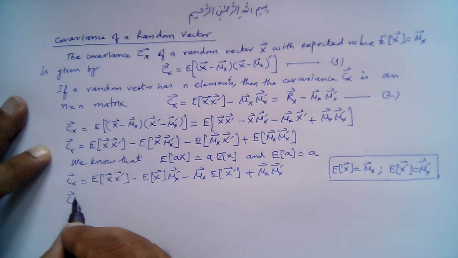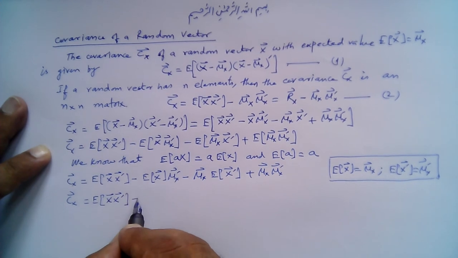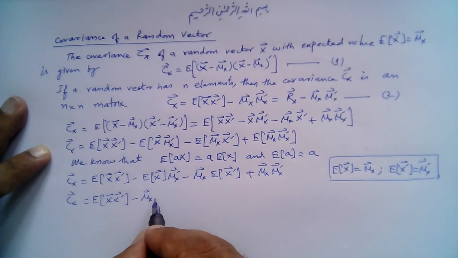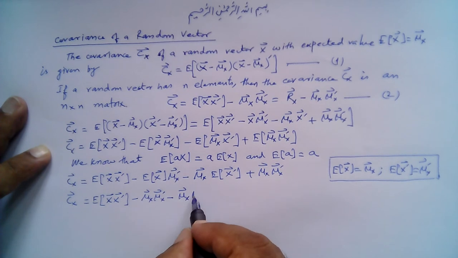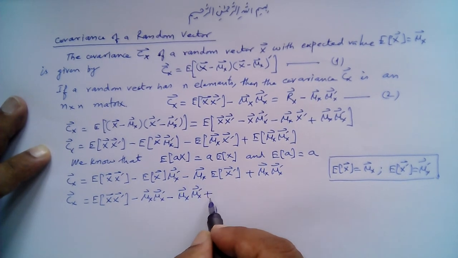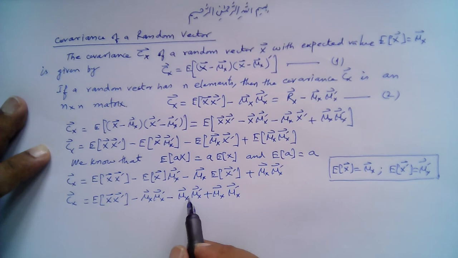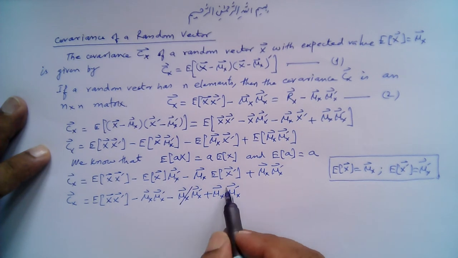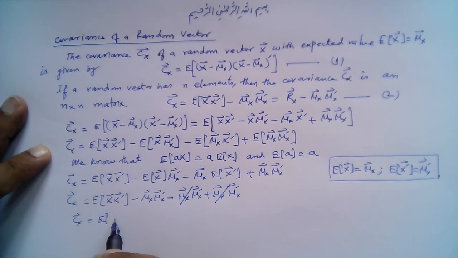So this can be rewritten again like this: the expected value of x bar x dash bar minus mu x bar mu x dash bar minus mu x bar and mu x dash bar plus mu x and mu x dash, right? If you see, these are similar expressions, one with a negative sign and one with a plus sign, so these can be cancelled out. So we can rewrite this as the expected value of x bar x dash bar minus mu x dash bar, right?